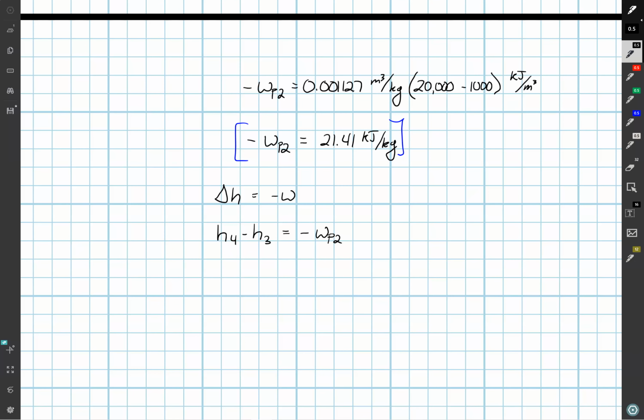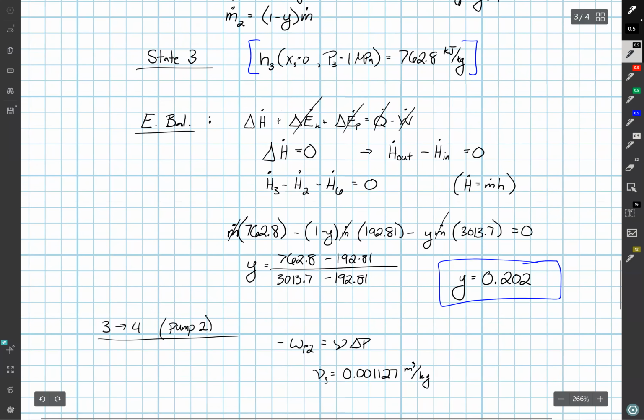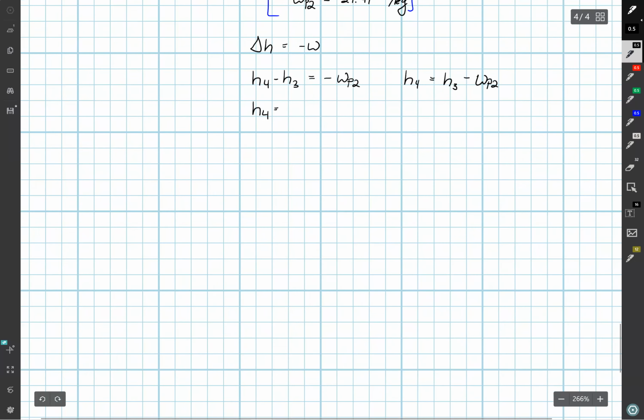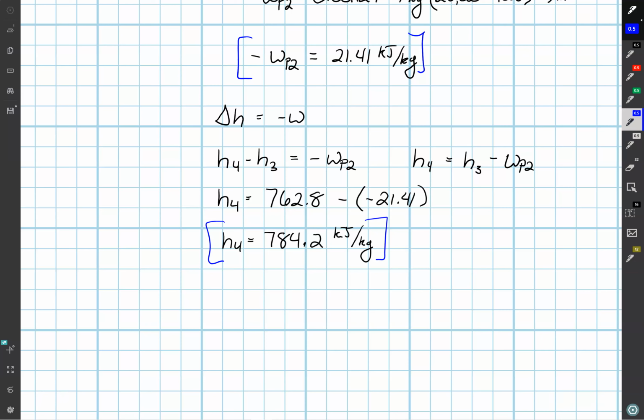And if we want to put values on that, we can rearrange that to solve for our unknown H4 equals H3 minus WP2, or H4 equals H3, which was from up here, 762.8, minus a negative 21.41. So H4 is 784.2 kilojoules per kilogram. Again, I'll box that because we're going to be coming back to that later.